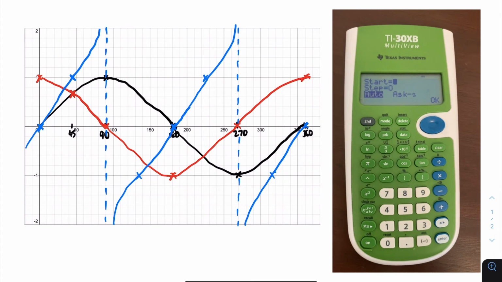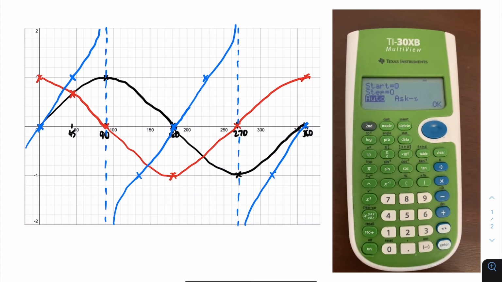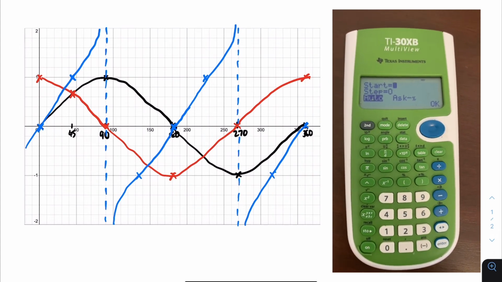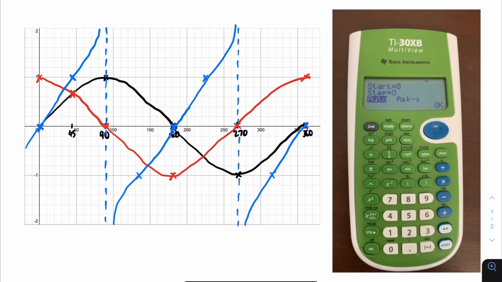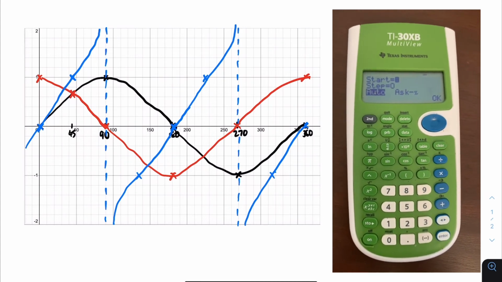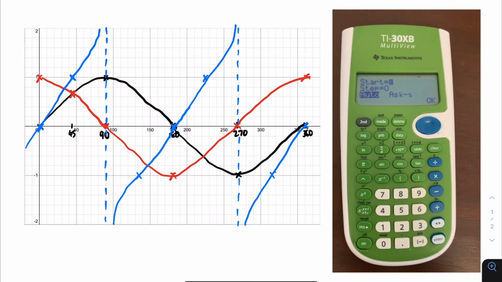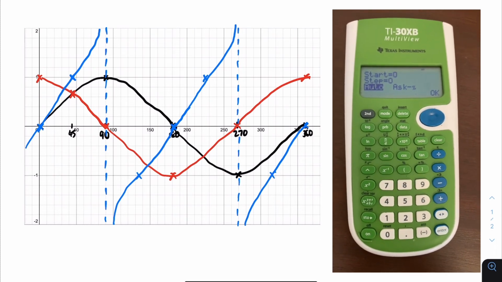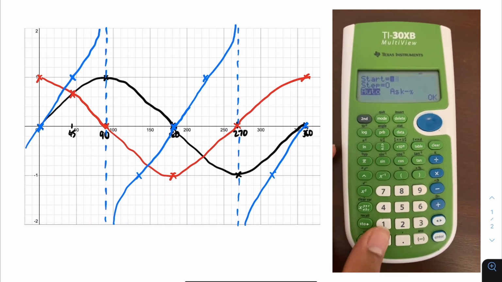So if that didn't make any sense, basically what that means is that one cycle of sine is 360 degrees, for cosine it's 360 degrees, and for tangent it's 180 degrees. All right, so now going back to the calculator, we start at 0 degrees for our period, in this case, or domain.